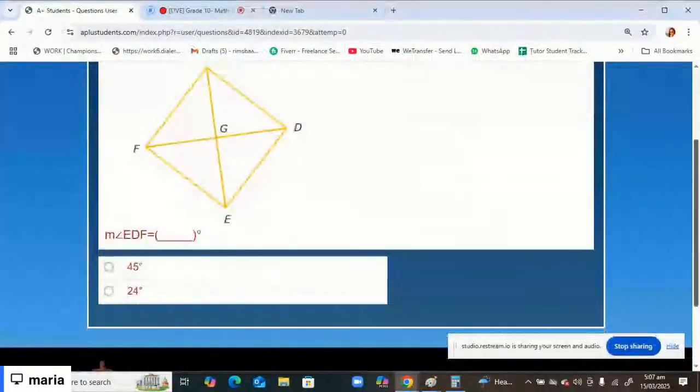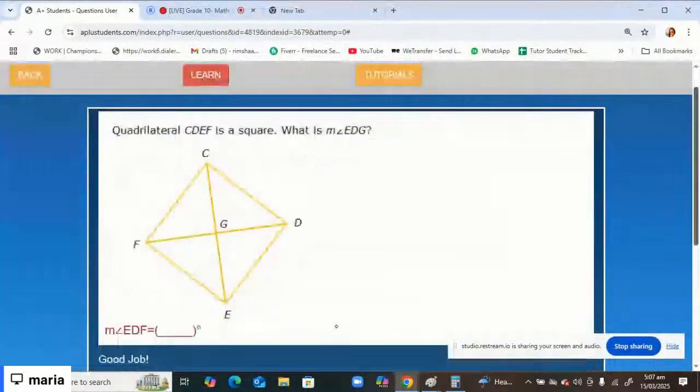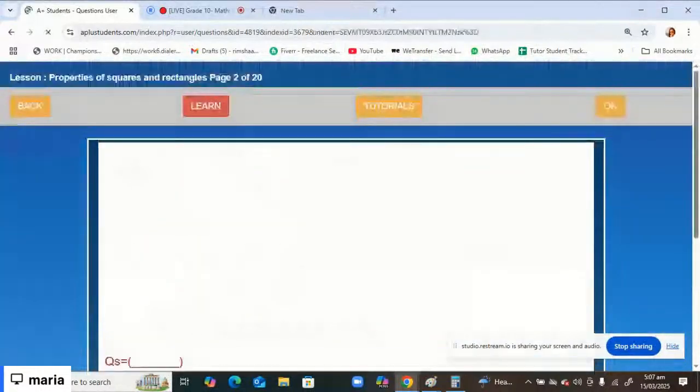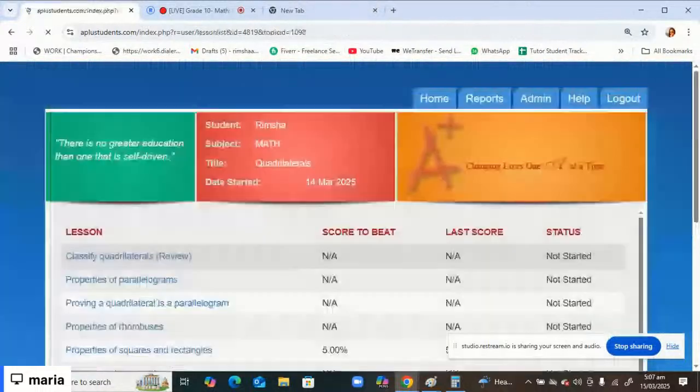Okay, let's go with it and let's see our answer. This is the right answer. Okay, hope you guys understand this lesson. So solve the rest of the test questions by yourself.